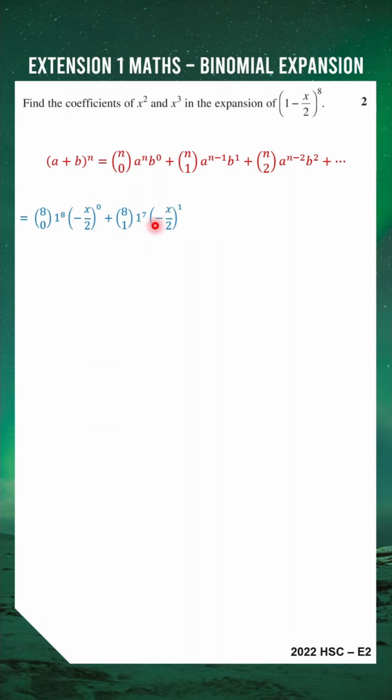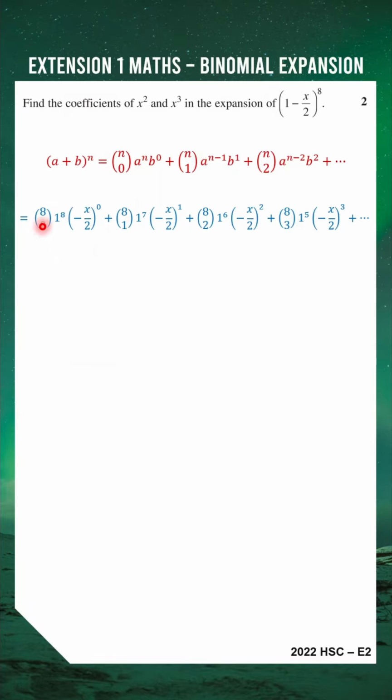So now I've got 8c1, I've got a power of 1 here and a power of 7 here. Next one's going to be 8c2 with a power of 6 and a power of 2. And the next one we're going to have 8c3 with a 5 here and a 3 here. Now I can stop right there because I'm only looking for the coefficients of x squared and x to the 3. And I can see right here, I'm going to have my x squared. And I can see here I'll have my x cubed. So I'm just going to stop there and simplify these and then see what my coefficients are.